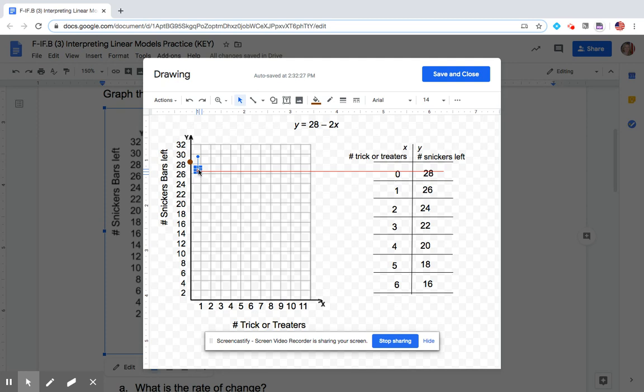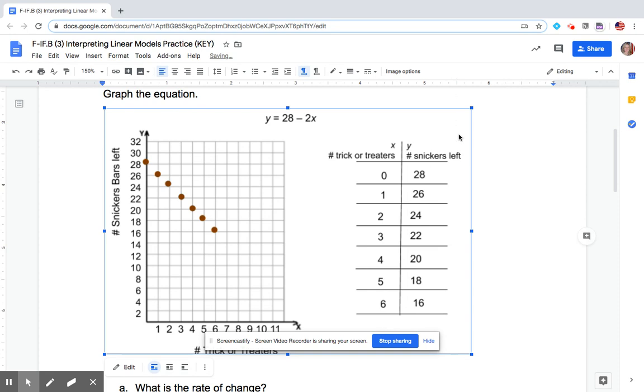But if 1 trick-or-treater comes, she has 26 left. And I have a Mac, so I'm using Command C and Command V to put these dots where they belong. And these dots would continue, right? Until she has what? How many candy bars left? Until she has no candy bars left. Okay, so that's enough of that.